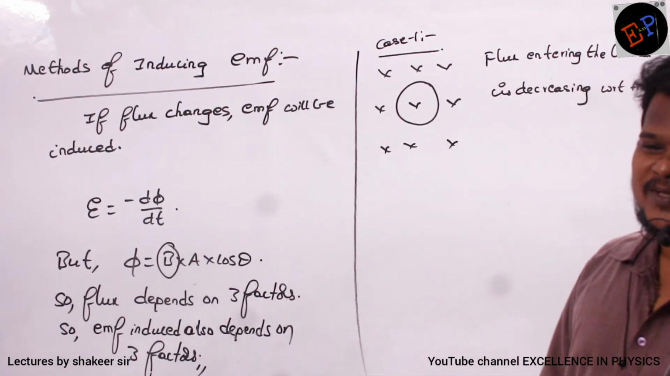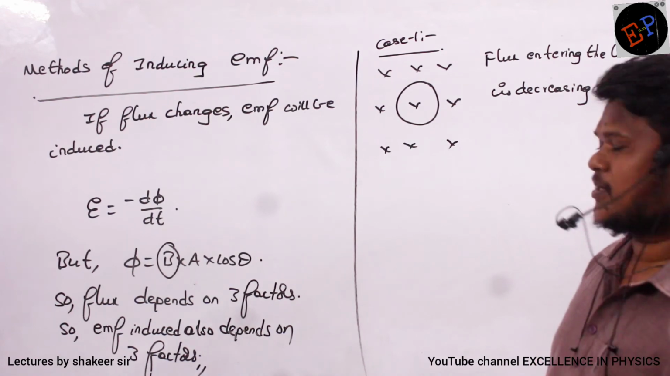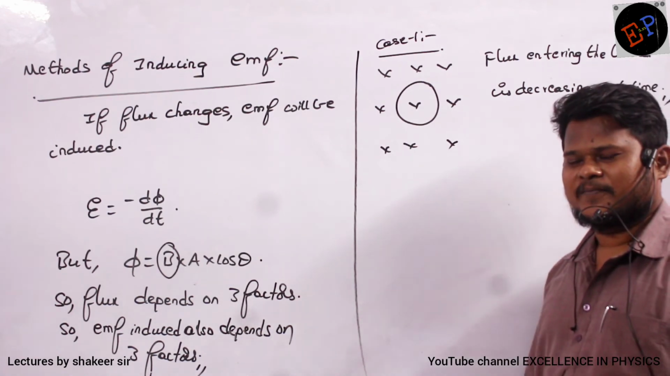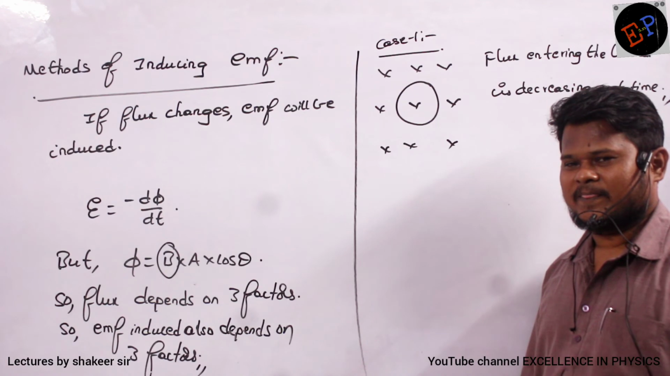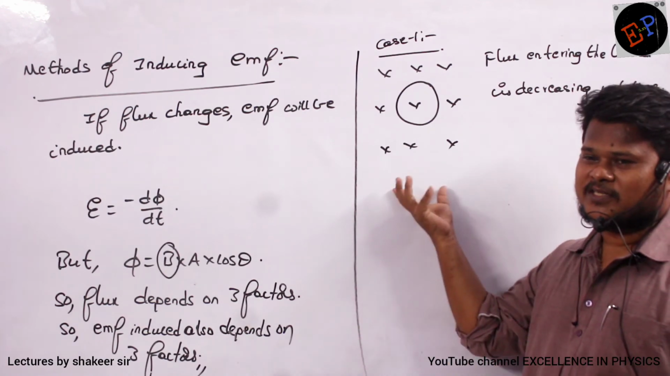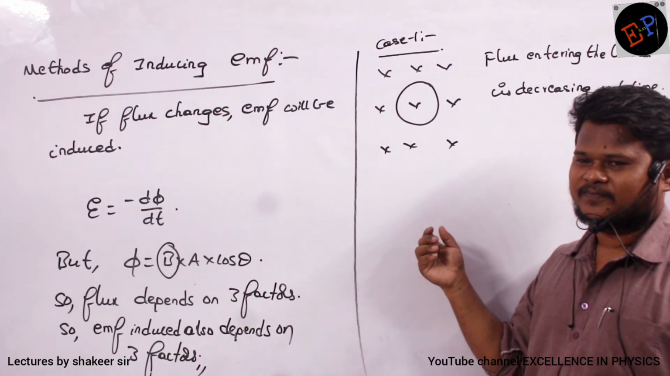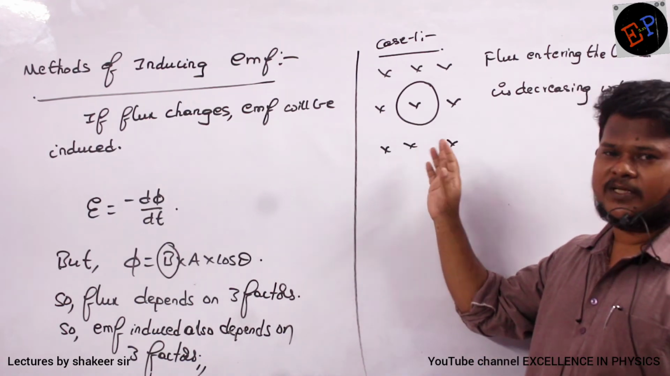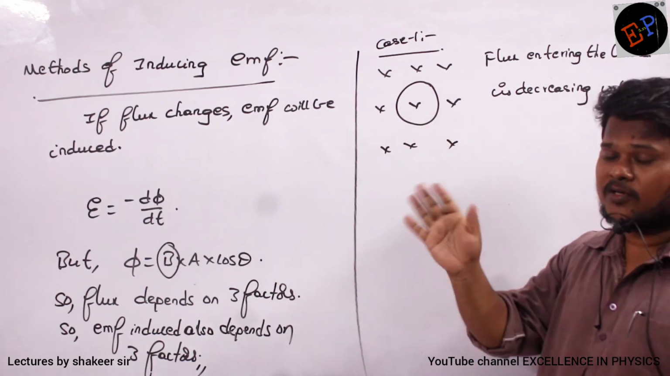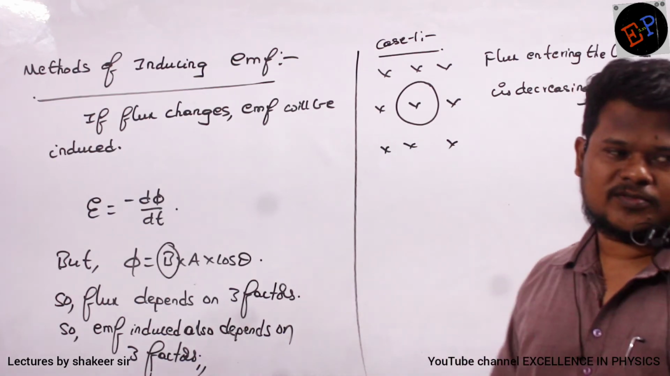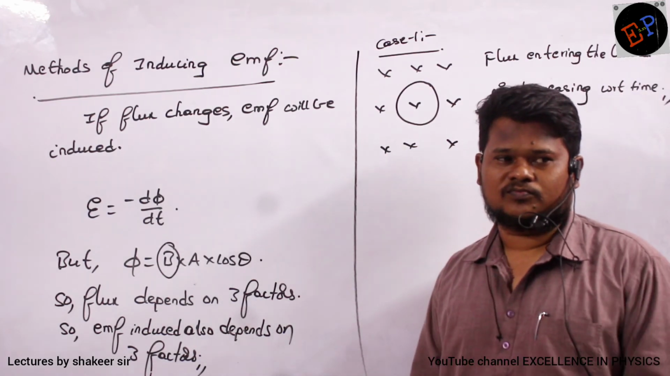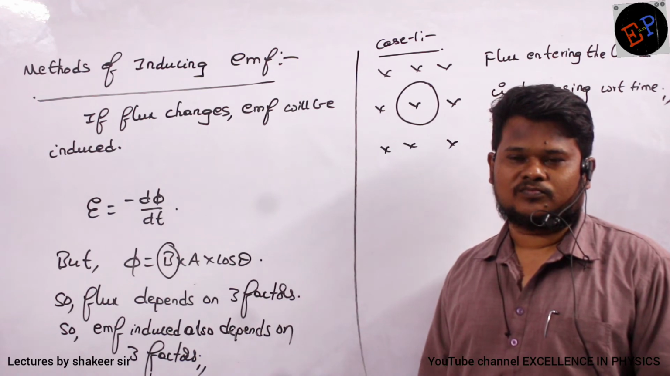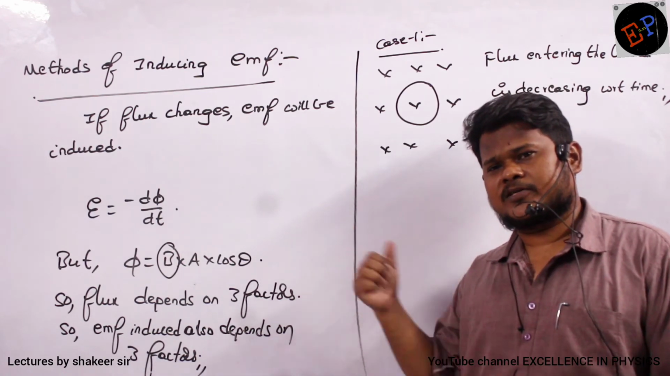Clockwise or anti-clockwise? Clockwise. How can you say? Anti-clockwise. How can you say? What is the change which is happening here? Decreasing of flux. That is the change, no? But a coil does not want the flux to decrease. So what will it do? It will develop flux in the same direction.